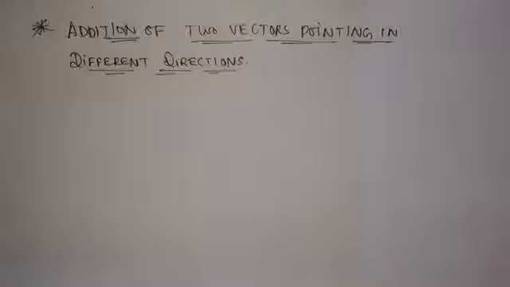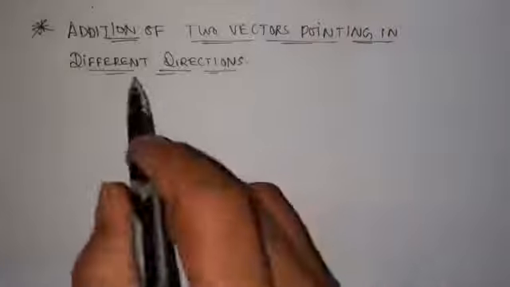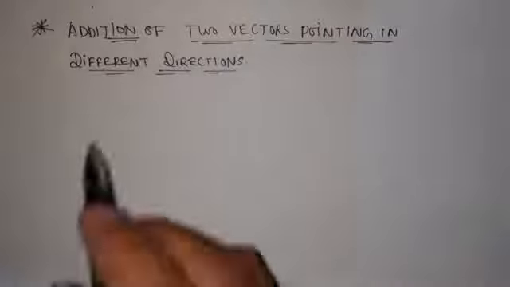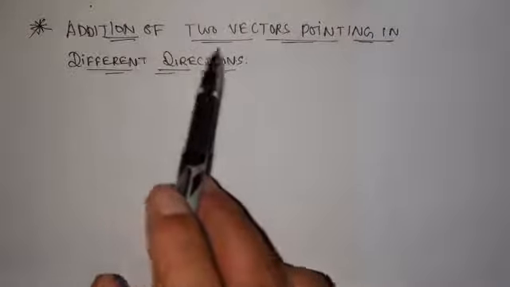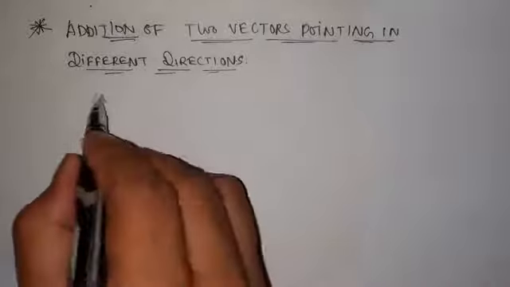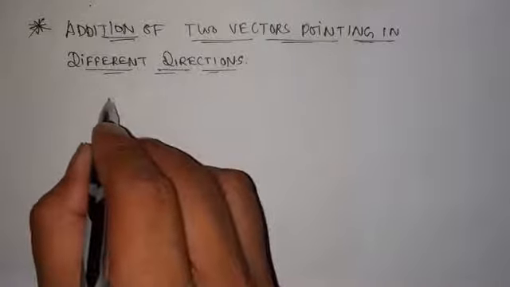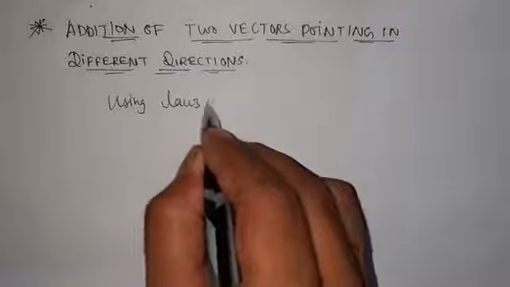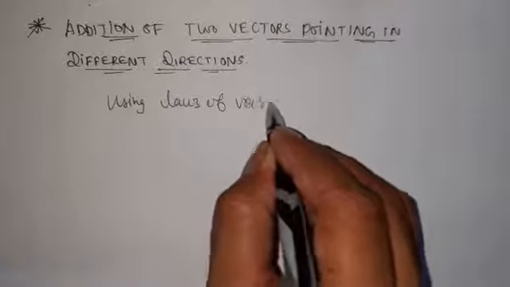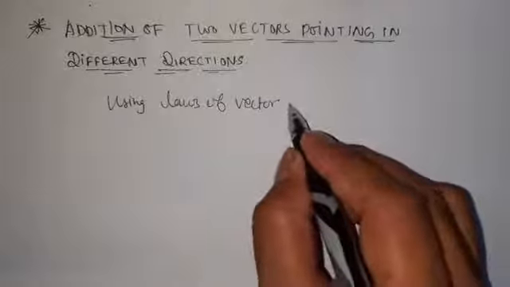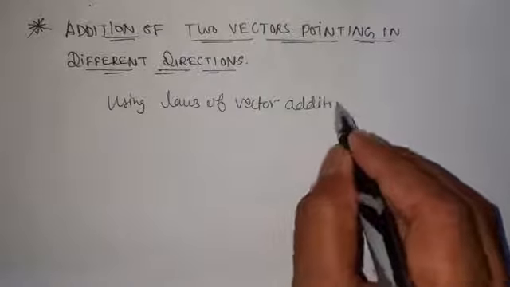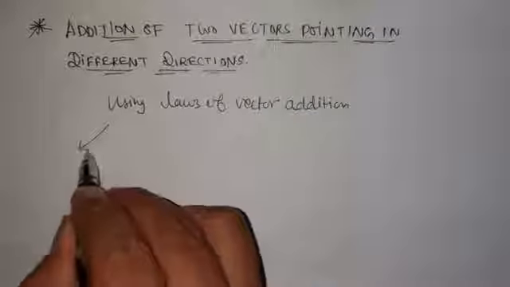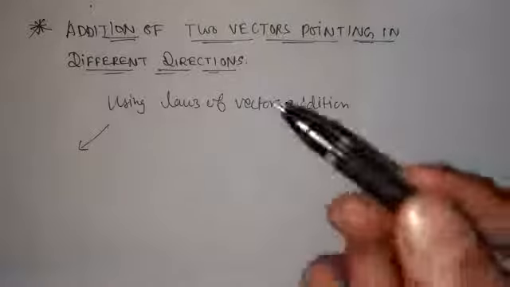Hi everyone, let us learn today how to add two vectors which are pointing in different directions. To add these vectors we need to use the following laws. Using the laws of vector addition we can add these vectors. There are different laws by which we can add them.